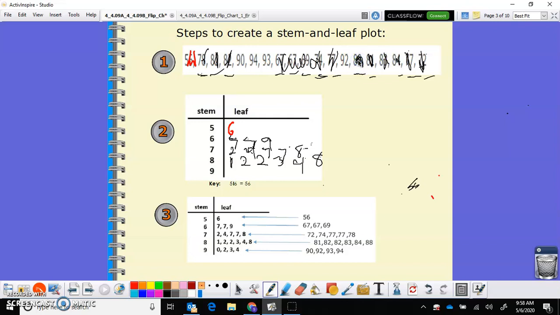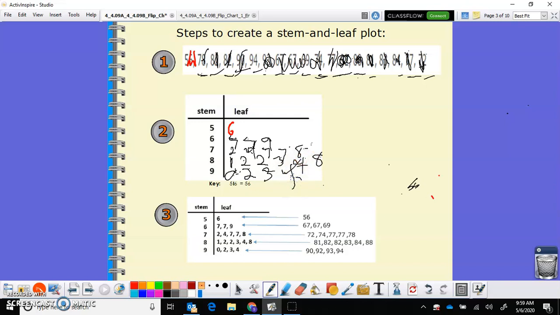So we have our 90s. We have a 90, 94, 93, and 92. So my smallest one is 90, so I'm going to have a stem of 9 with a leaf of 0. Next would be 92, stem of 9, leaf of 2. Stem of 9, leaf of 3, stem of 9, leaf of 4.